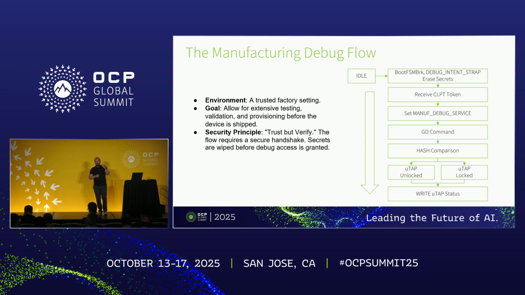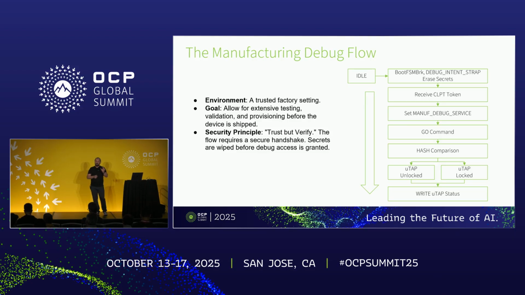However, there might be a case where, for yield issues or for physical integration issues, we may have to unblock the root of trust for debugging purposes. And for that purpose, we have the manufacturing debug flow. The manufacturing debug flow is expected to run in a trusted factory setting. It unlocks the root of trust without exposing UDS.